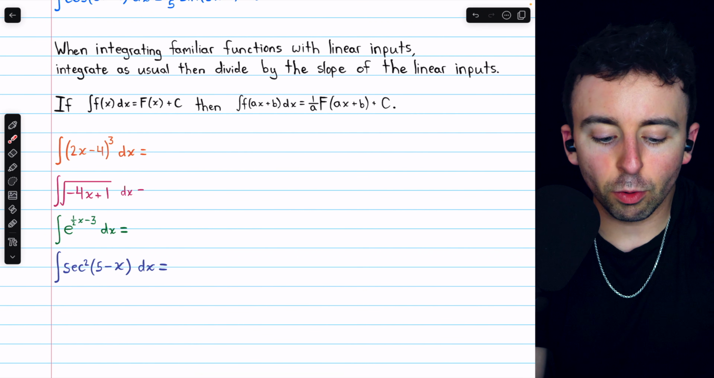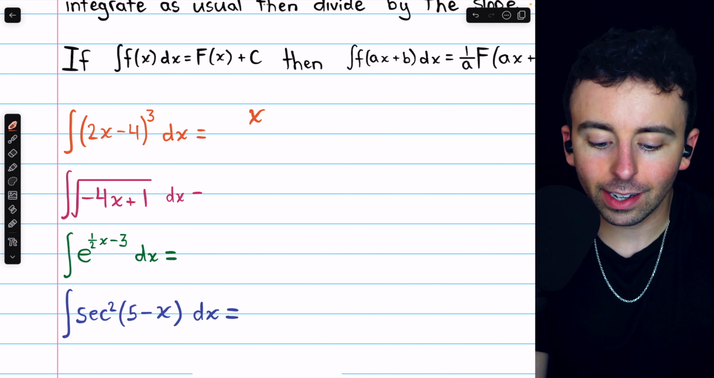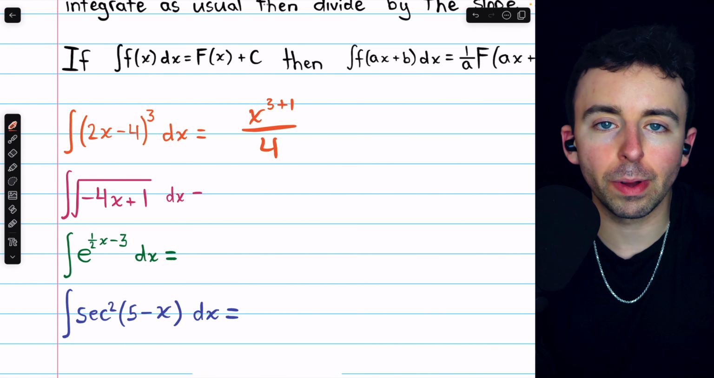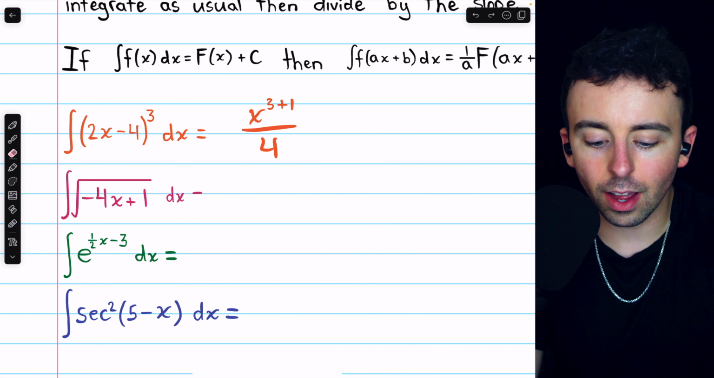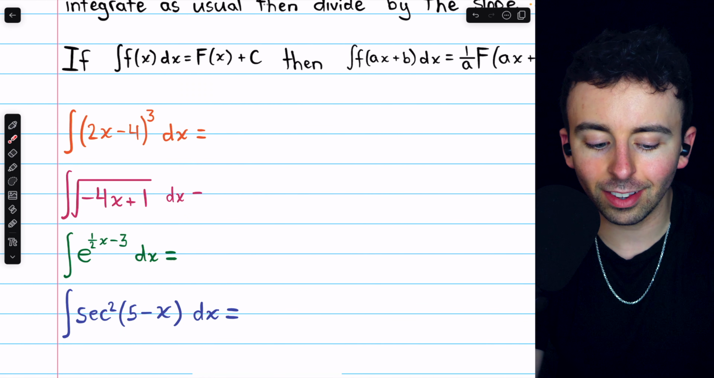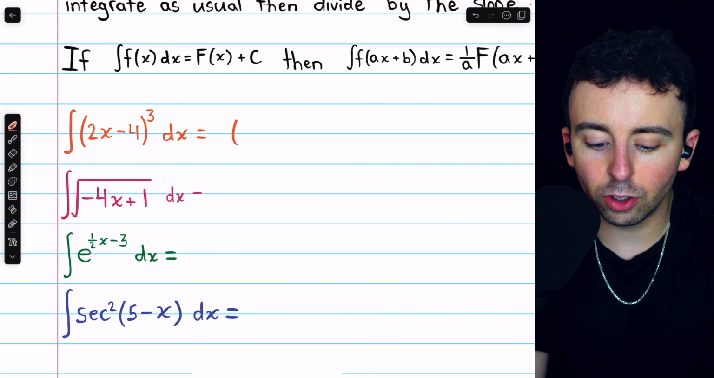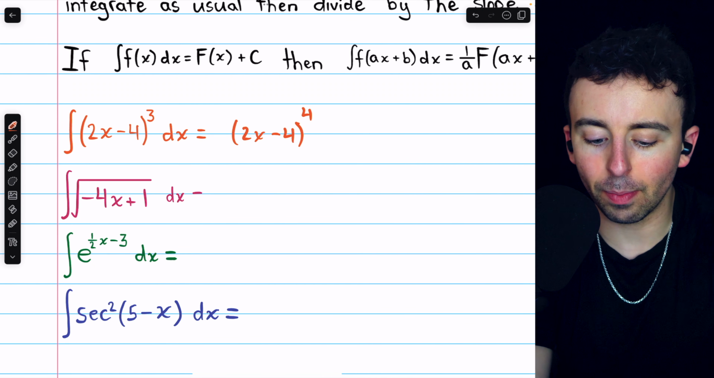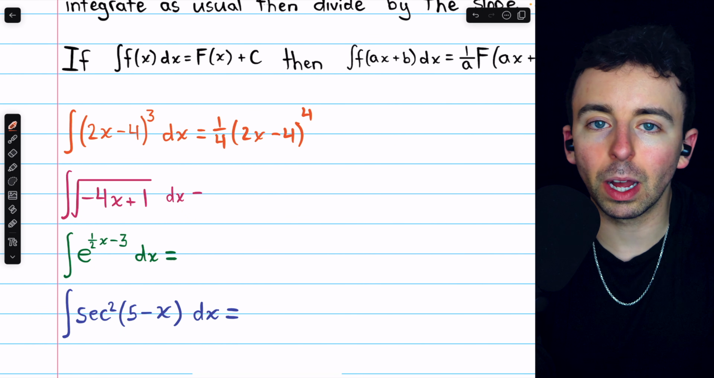Let's begin with the integral of (2x - 4) cubed. You should know how to integrate x cubed. We just have to increase the power by 1 and then divide by the new power of 4. So we'll do the same thing here, but then once we're done, we'll just have to divide by the slope of the linear input, which is 2. So we're going to have (2x - 4), and we're raising the power by 1. So instead of a power of 3, we now have a power of 4, and then divide by the new power, which is the same as multiplying by 1/4.